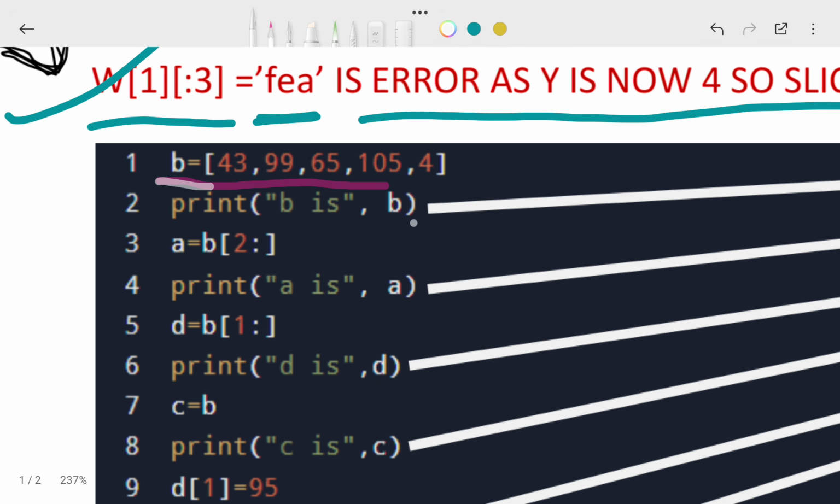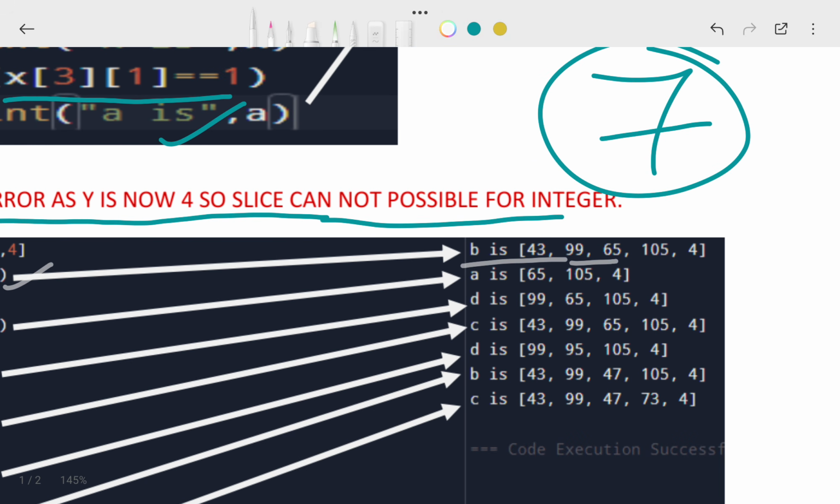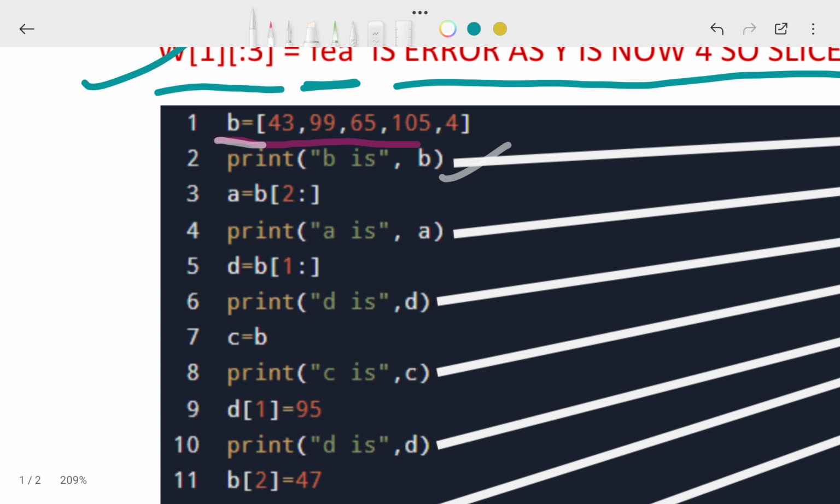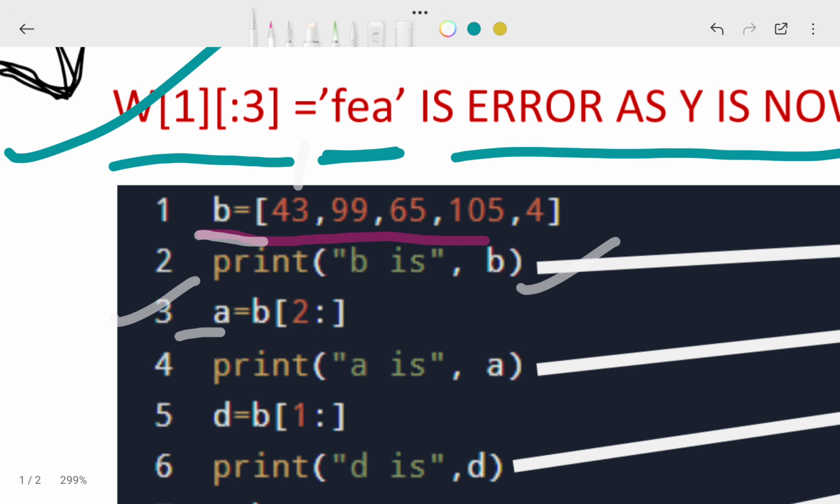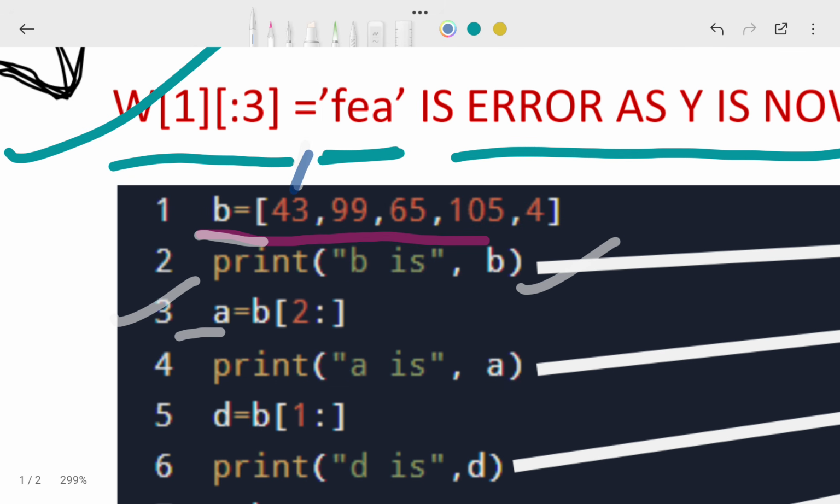Now I am printing the value of b. What is b? I printed the list. Sorry. Now next I am writing a. My a is equal to b[2:]. What is the meaning of this? This is 0, this is 0, this is 1, this is 2, this is 3, this is 4. According to the list, that means b[0], b[1], b[2], b[3], b[4]. So what he is asking is, my value of a is starting from 2 to the end.